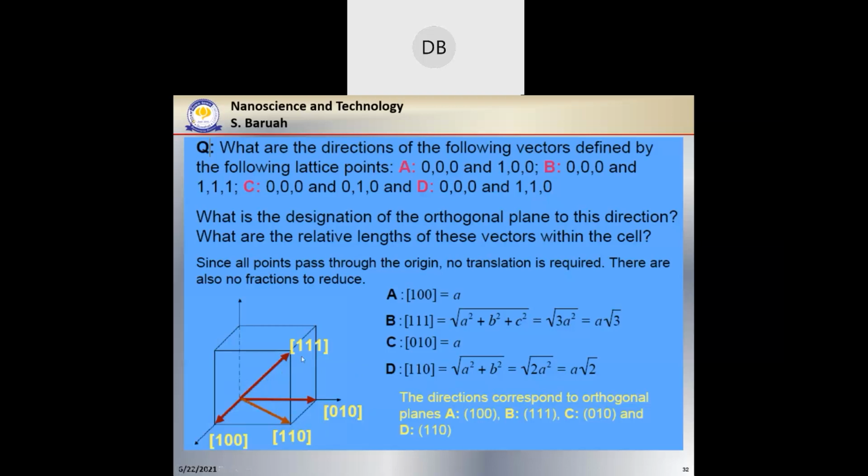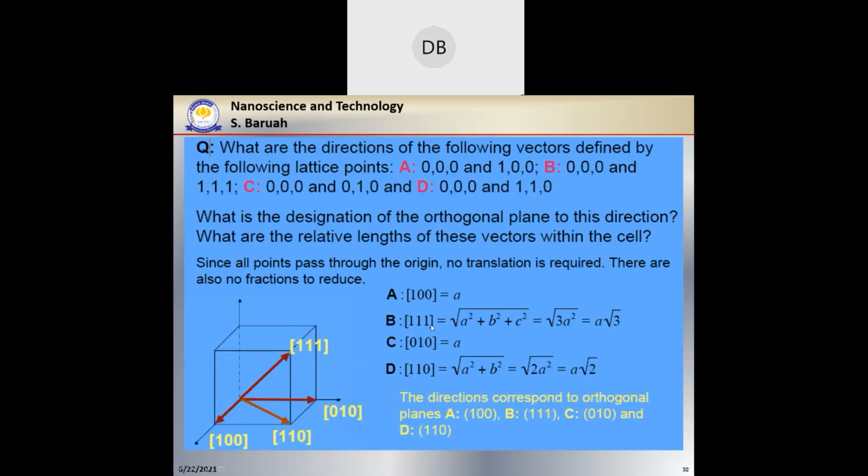Similarly, for this one, how to find it out? We say it is this square plus this square. And this we already know as a root 2. Or we can say a square plus b square in general. So a square plus b square is for this one, and this one is c square. So a square plus b square plus c square will give you this square.